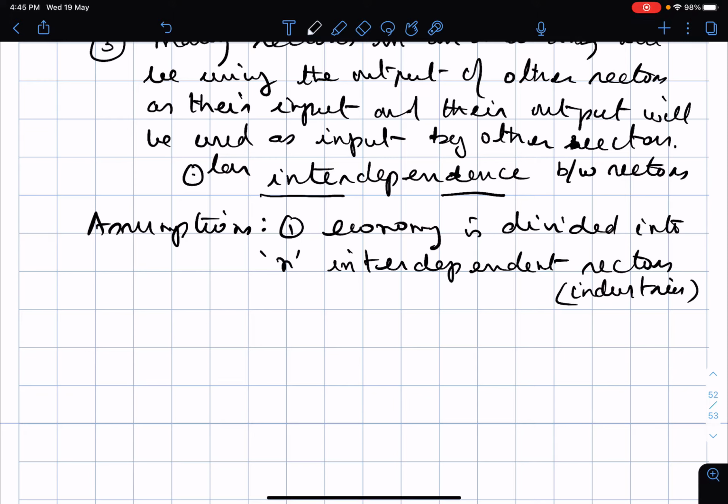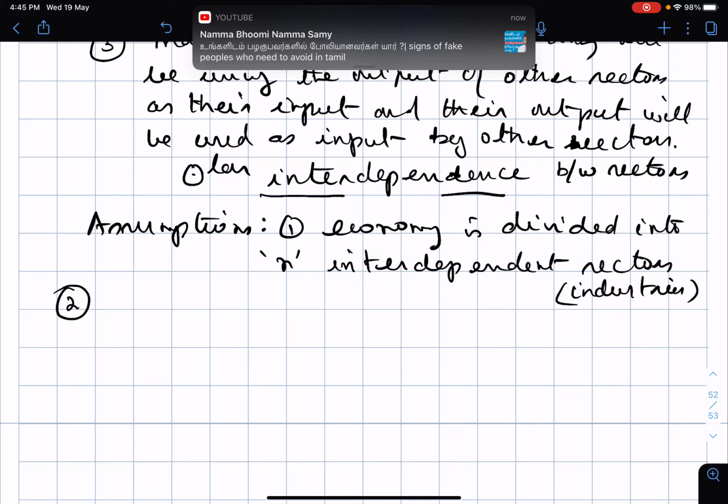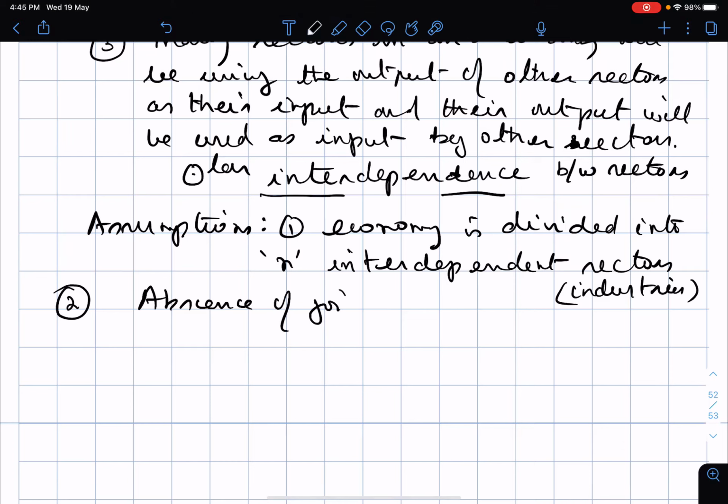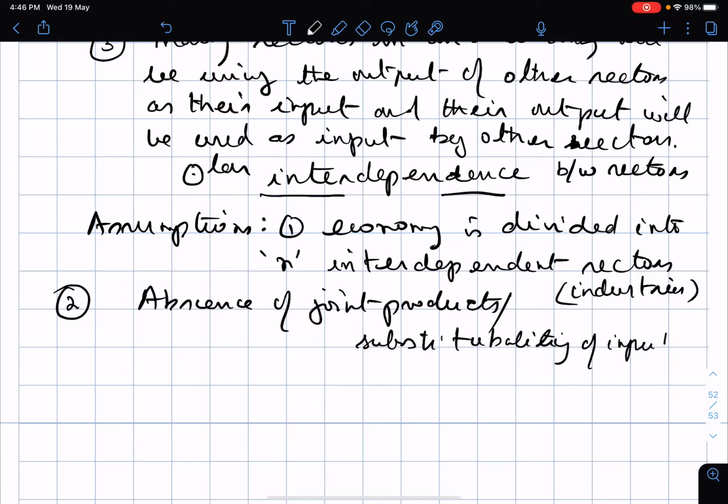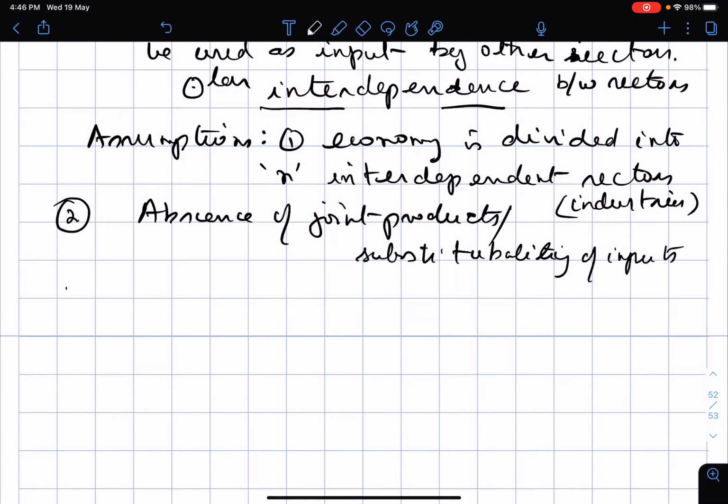What is the second assumption? The second assumption is absence of joint products, or absence of substitutability of inputs. They need not substitute. And the third one is the most important one, which we are going to use in solving the input output table. That is the proportionality assumption.